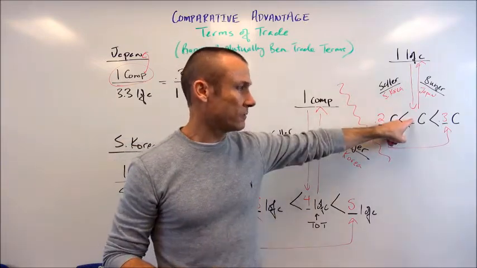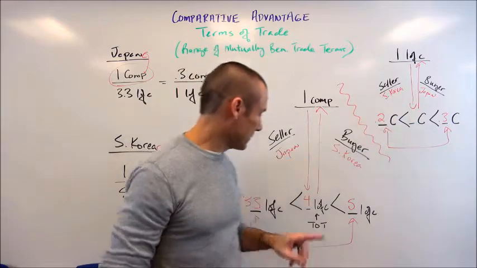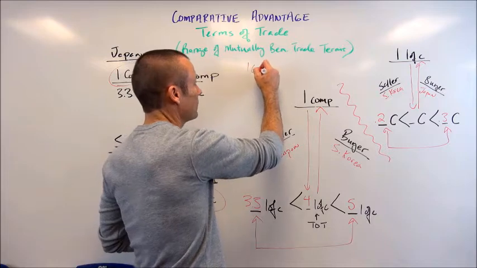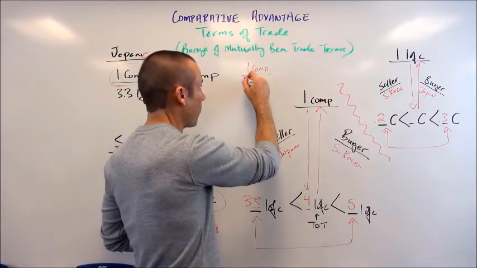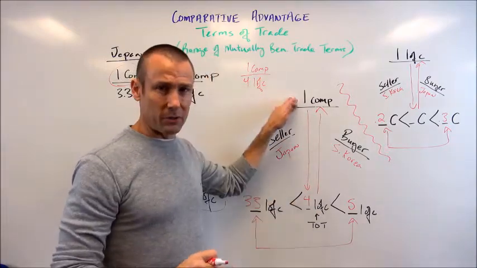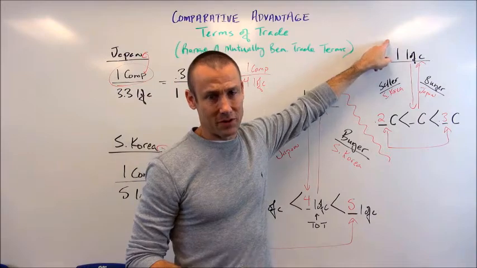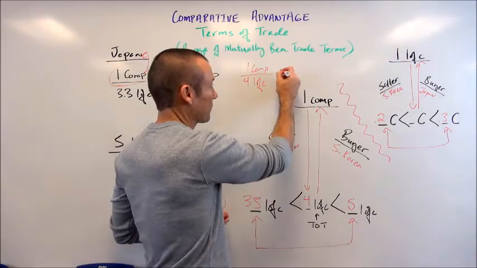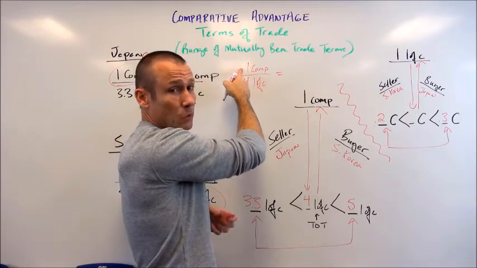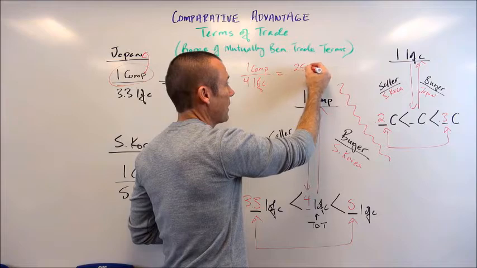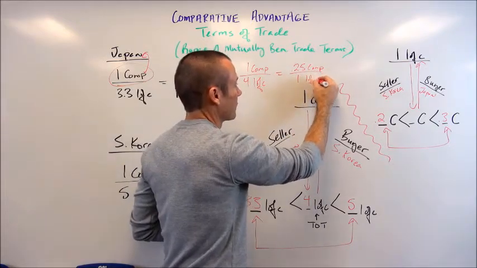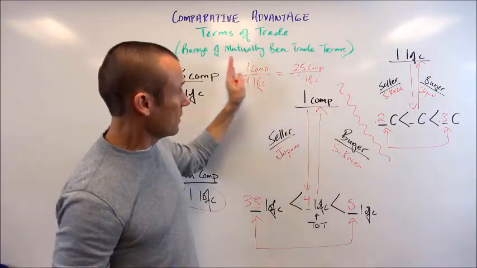However, I can't just stick a number in this time. Why? Because I've already stuck a number in here. I've already determined that 1 computer is going to sell for 4 lines of code. And since I've already determined the terms of trade for 1 computer, I've already determined the terms of trade for 1 line of code. In other words, let me do a quick proportion. I'm going to divide both of these by 4. So I'm going to take 1, divide it by 4, and I get 0.25 computers. Take 4, divide it by 4, I get 1 line of code. So all I did was a proportion there. Notice the equal sign. Those are the same thing.